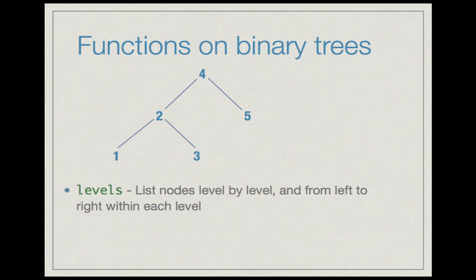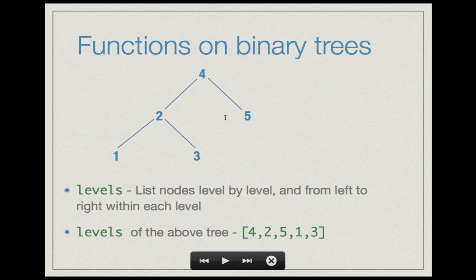Here is another function. We want to list all the nodes in a tree level by level and from left to right within each level. So in this tree there are 3 levels. This is one level, this is another level, and this is the third level. And we want to list elements from the first level and then from the second level and then from the third level, and within each level from left to right. So levels on the above tree would yield 4, 2, 5, 1, 3.